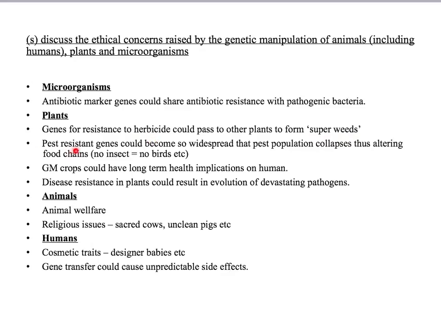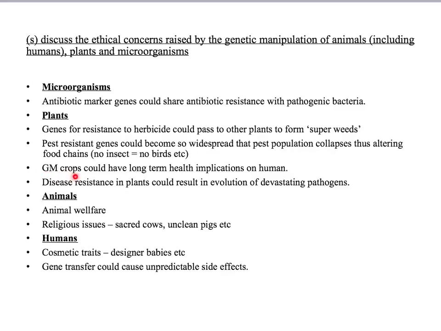Similarly, pest resistance. We can engineer plants to be resistant to pests, such as insects. If the use of pest-resistant genes in crops becomes so widespread, you could do such an effective job of killing off insects that you would completely collapse food chains. No insects means no birds, and food chains and food webs in particular areas would be dramatically altered, altering the ecology of the area.